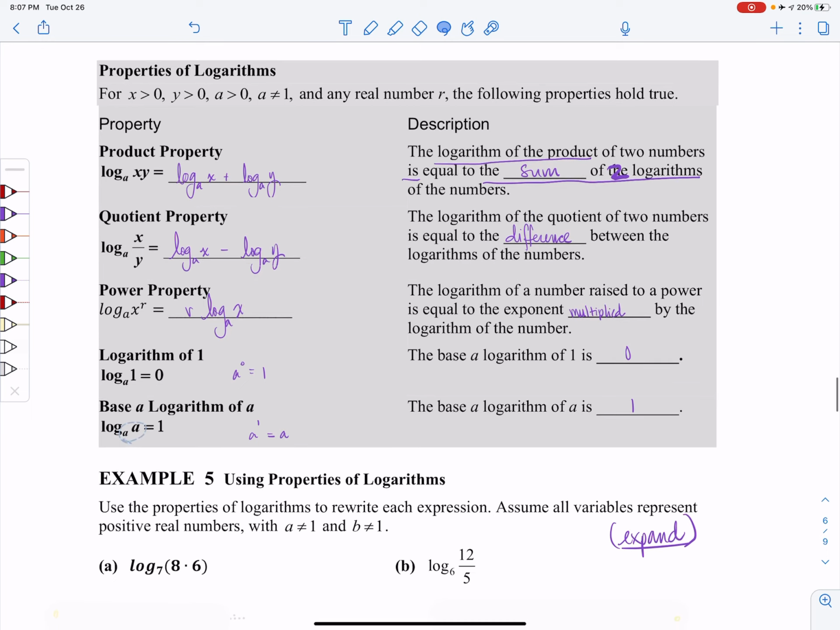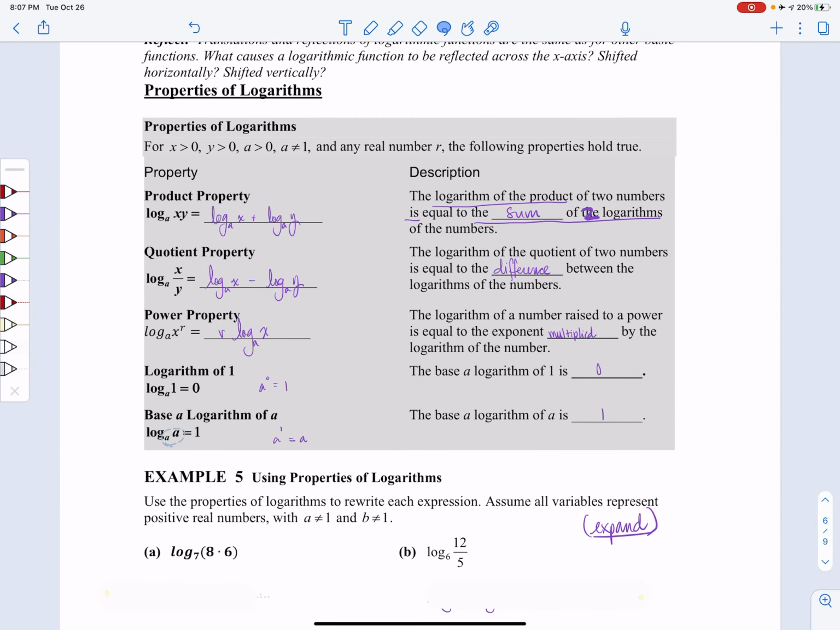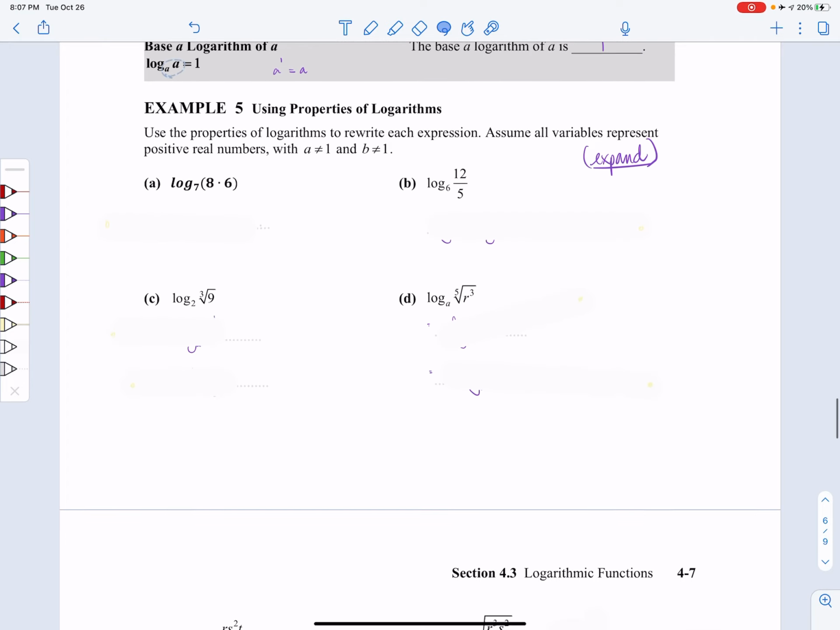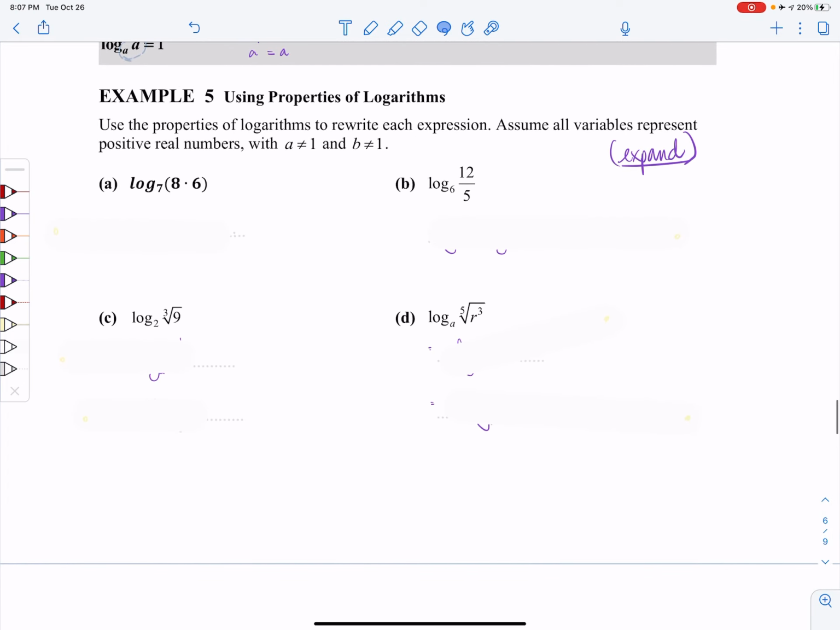All right, so let's use these properties. My suggestion, since I can't keep going back and forth between screens, is that you should have these properties in front of you as we go through the next few examples. So let's read the directions first. Use the properties to rewrite. Assume all variables represent positive real numbers where a and b are not allowed to equal 1.